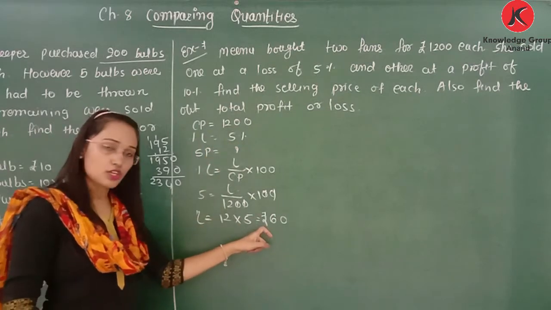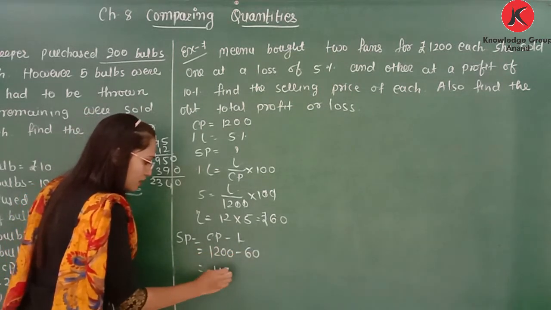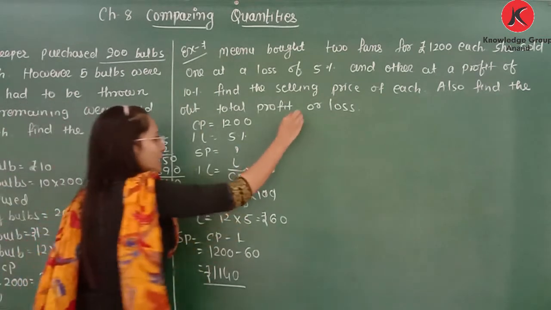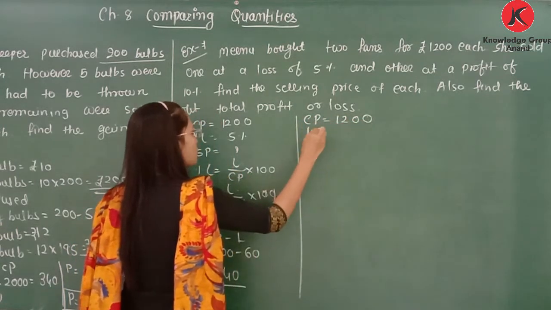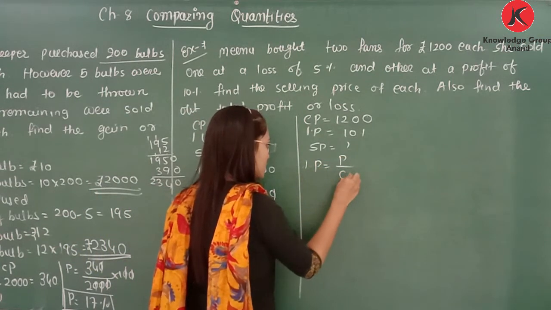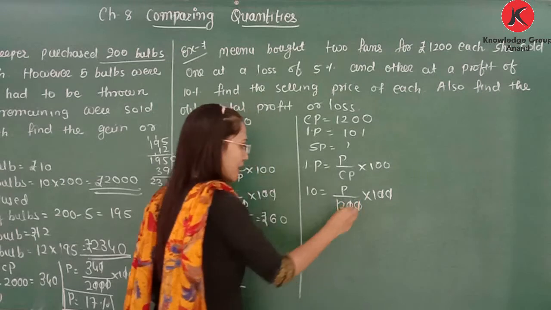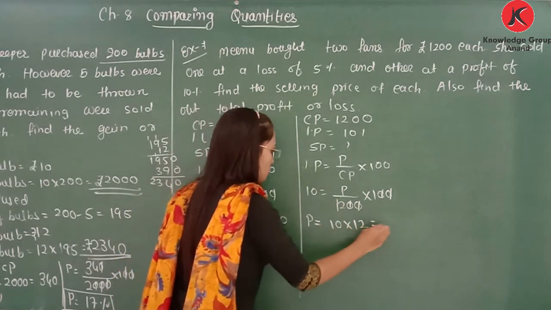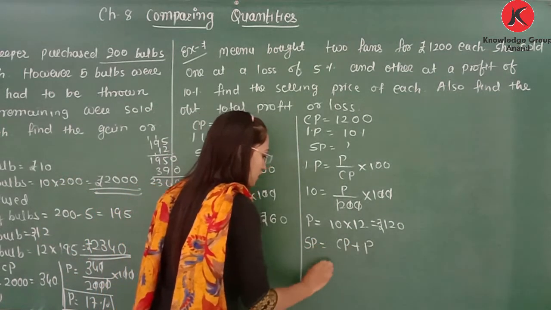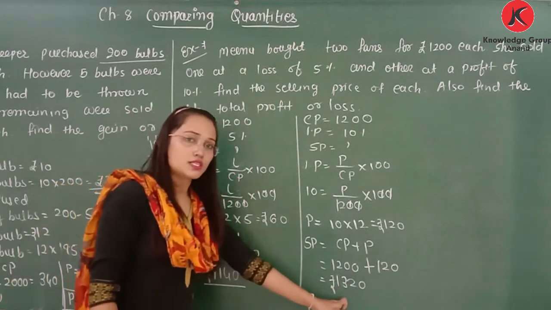Now on 1200, a 60 rupees loss means the selling price will be CP minus loss. So it is 1200 minus 60, that is 1140 rupees. So the selling price of the first fan is 1140 rupees. Now for the second fan, CP is 1200, percentage profit is 10%, and you need to find SP. So here profit is there, so we can write percentage profit is equal to profit divided by CP into 100. Profit is 10, CP is 1200, multiplied by 100. The zeros will be cancelled. So profit is 12 multiplied by 10, that is 120 rupees. So the selling price will be CP plus profit, that is 1200 plus 120, so it is 1320 rupees. This is the selling price of the second fan.